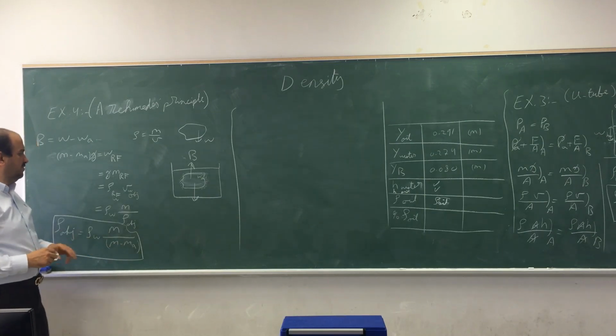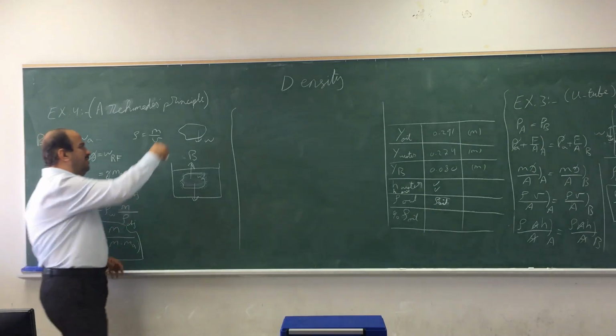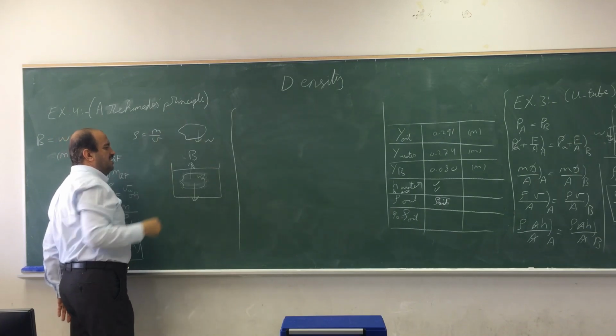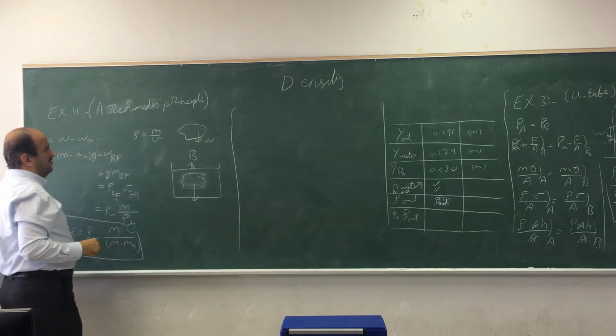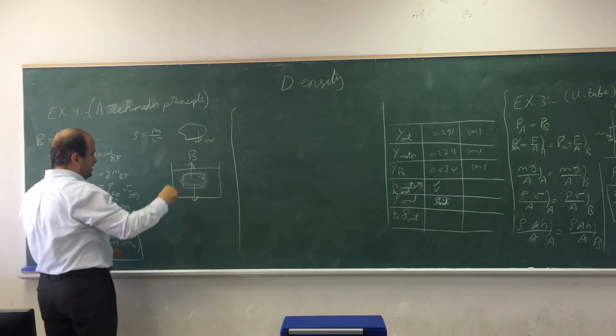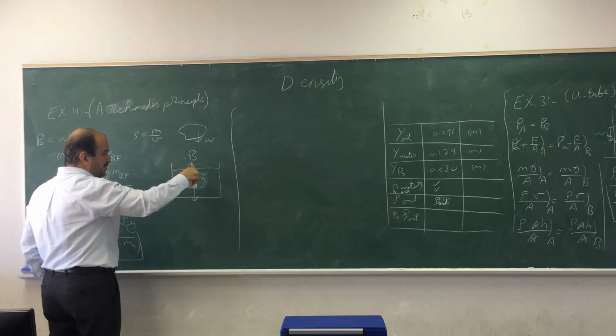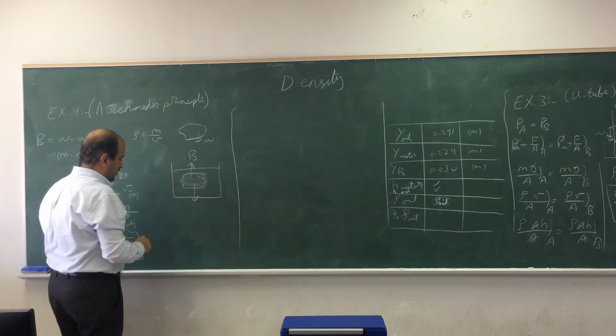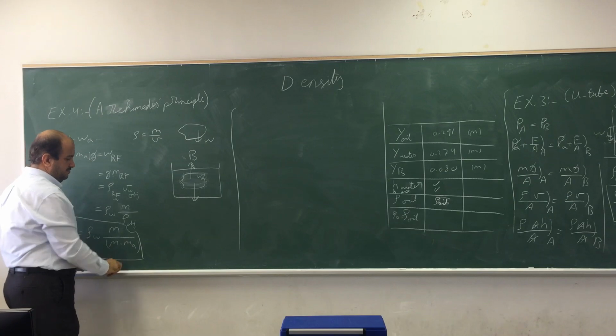What is the difference between the mass and the apparent mass? The mass is the mass in the vacuum or in the air, if you consider air as a vacuum. And the apparent mass is the mass when we place the object under the surface of the fluid in the experiment.